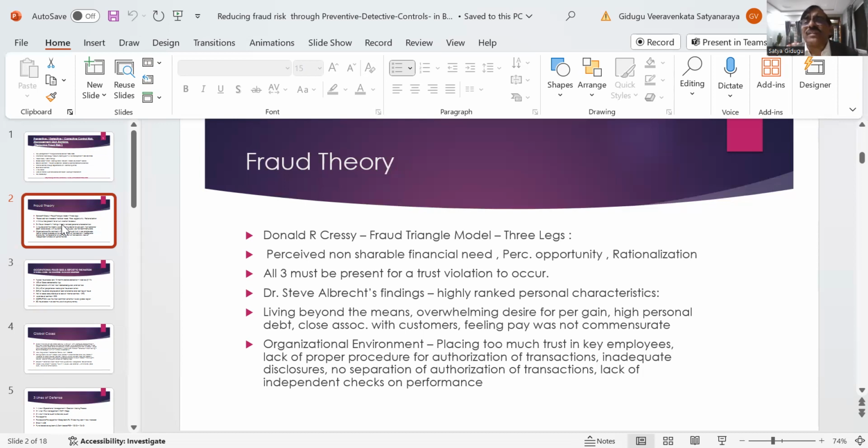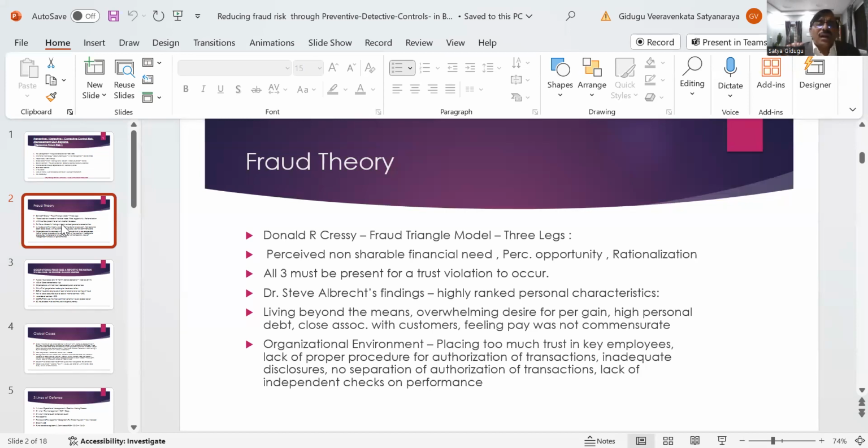The GM HRM was taken by the CBI for interrogation first. Had the periodical transfers taken place, that bank would not have been crippled with its 10,000 crore loss. Periodical transfers, maker-checker controls, all those controls should work effectively.